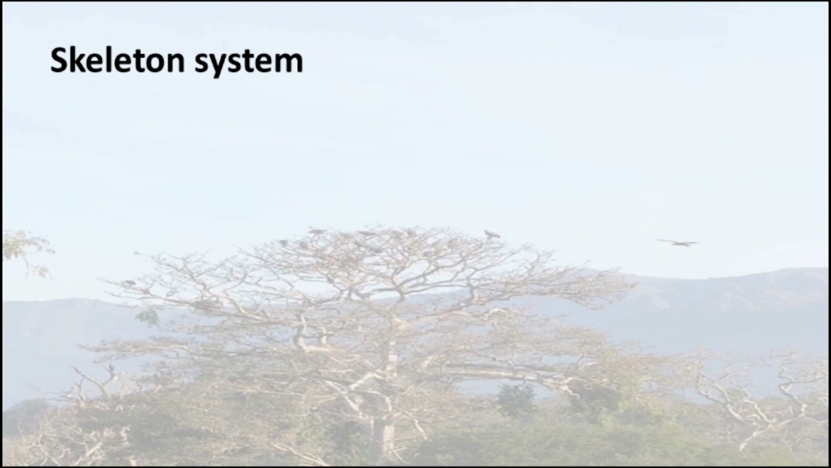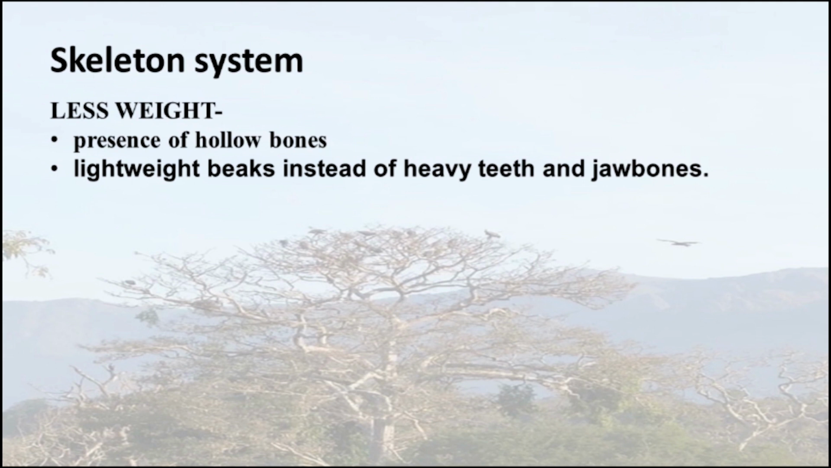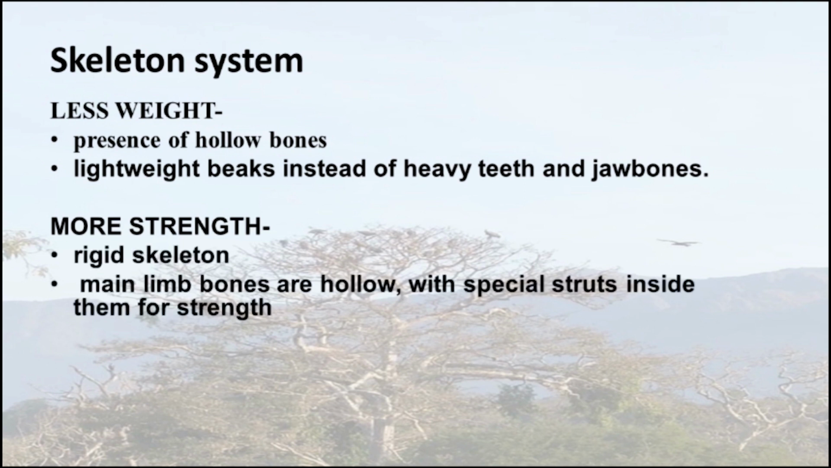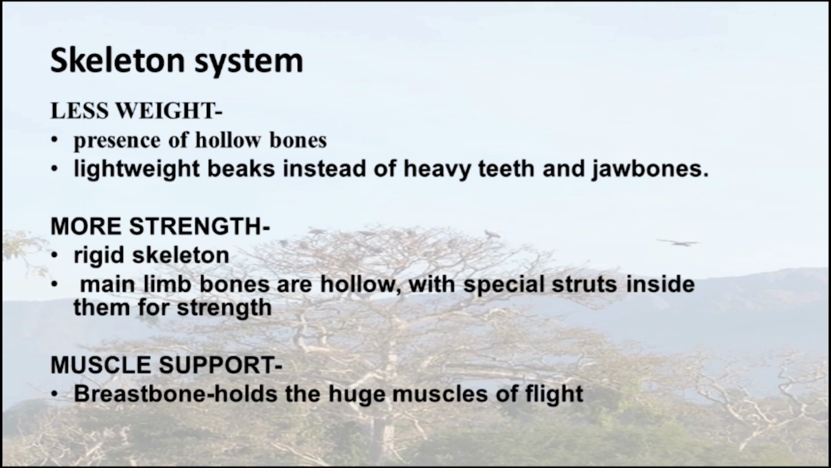Skeletal system. Less weight: presence of hollow bones, and lightweight beaks instead of heavy teeth and jaw bones. More strength: a rigid skeleton, with main limb bones that are hollow with special struts inside them for strength. Muscle support: the breastbone holds the huge muscle of flight.